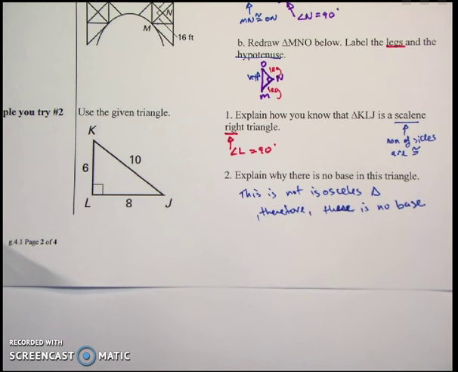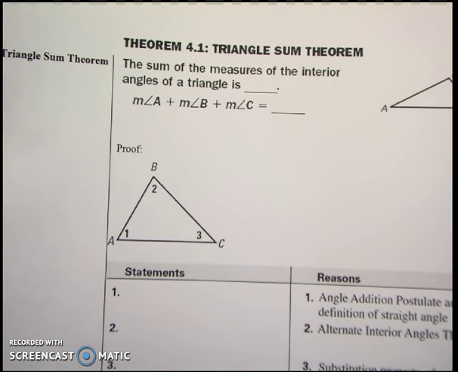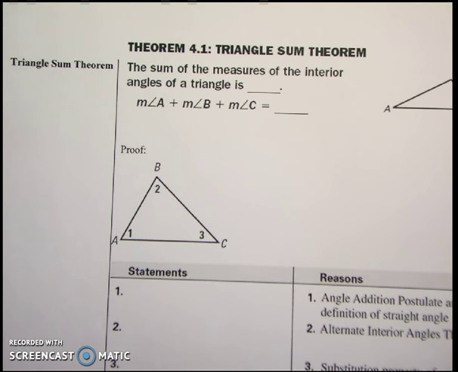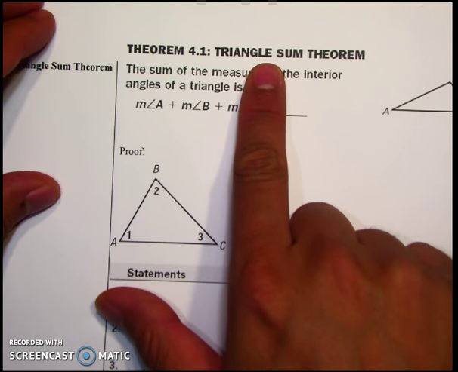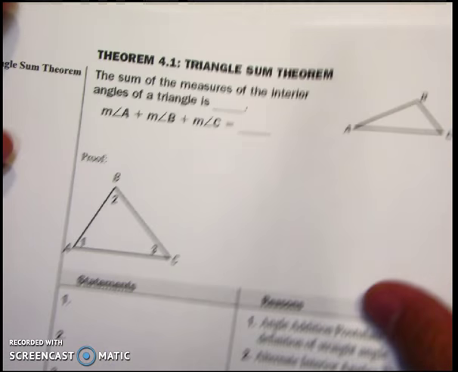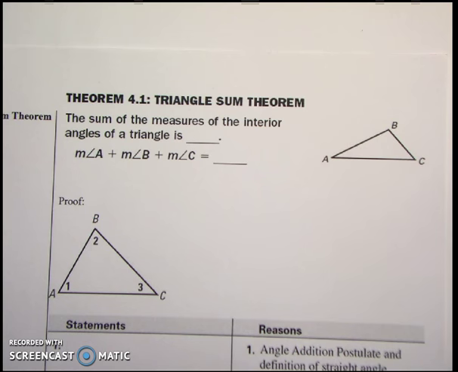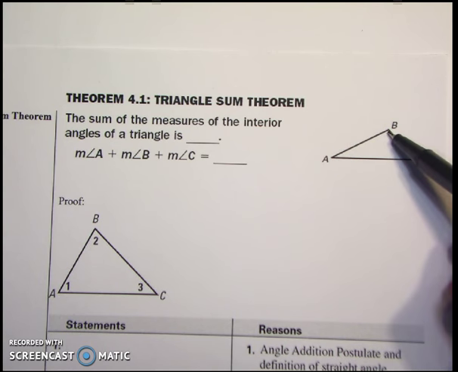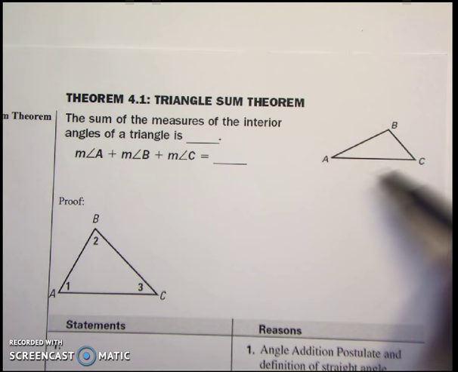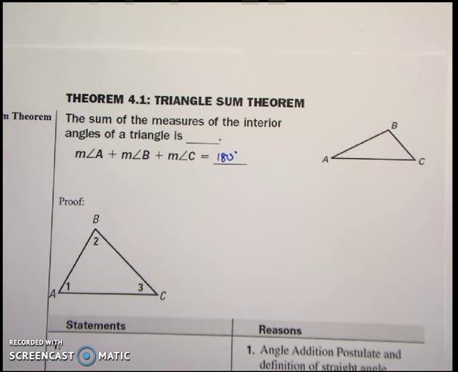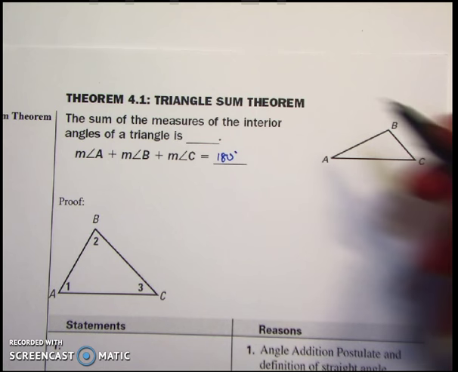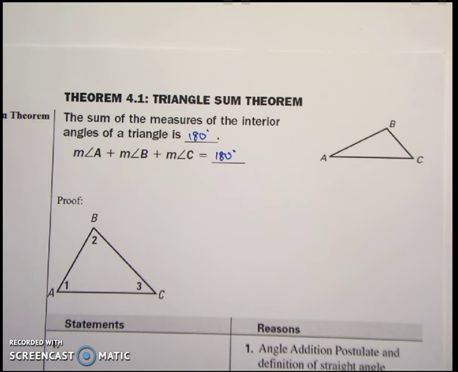Alright, next we're going to talk about the really important part about geometry. This is the one that people want to know: the most important part about geometry. The most important part about geometry is understanding that a triangle's angles always add up to 180 degrees. You see a triangle? That means angle A plus angle B plus angle C is equal to 180 degrees. The sum of these angles is equal to 180 degrees.